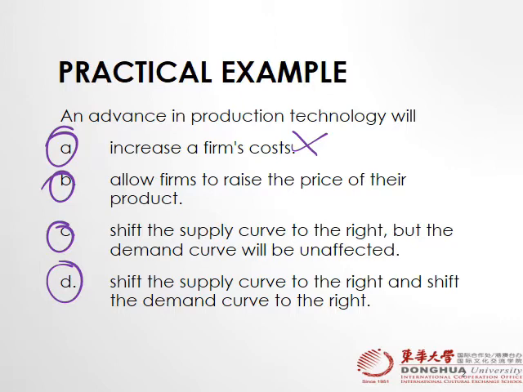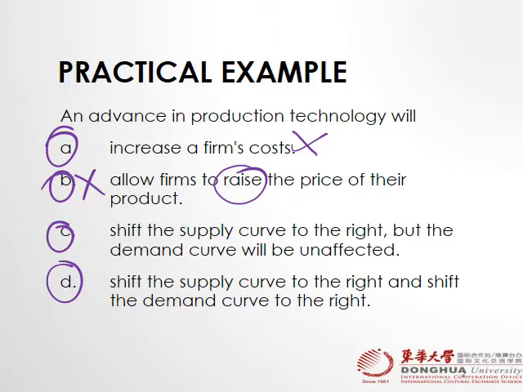B, allow firms to raise the price of their product. It allows the firm to reduce the price of the product because now the cost is going to decrease, right? So the B can never be the answer.